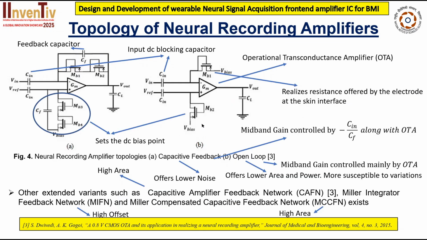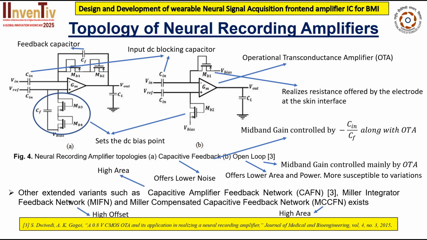Now let's check the topology selection for optimal performance. We have used the low noise closed loop capacitive feedback topology, which is optimized for minimal noise, and the midband gain is controlled by the input capacitance and feedback capacitance ratio, which is shown here, along with the OTA. Another is for the low power perspective, that is the open loop design, where the midband gain is controlled by the OTA itself.